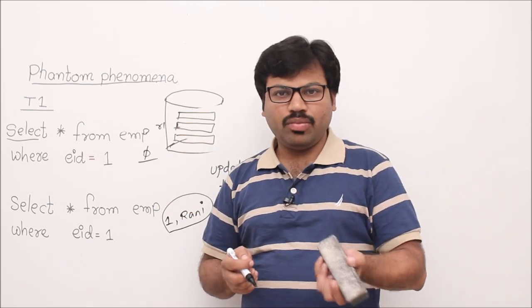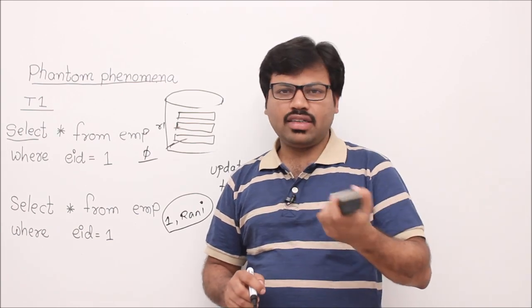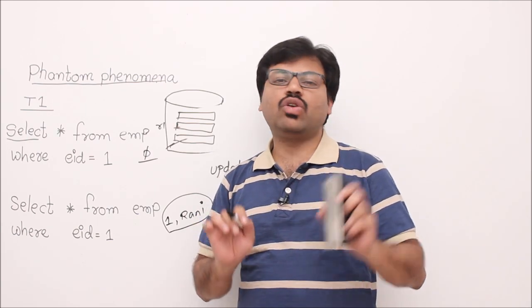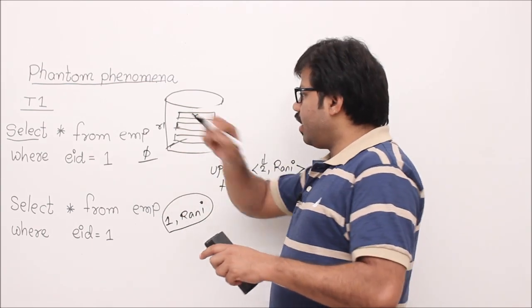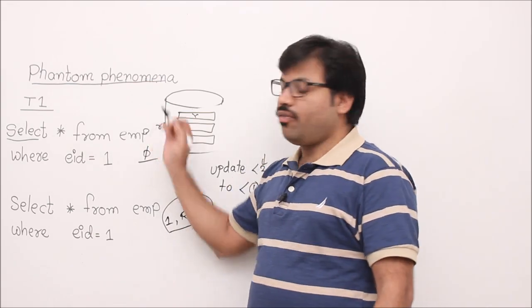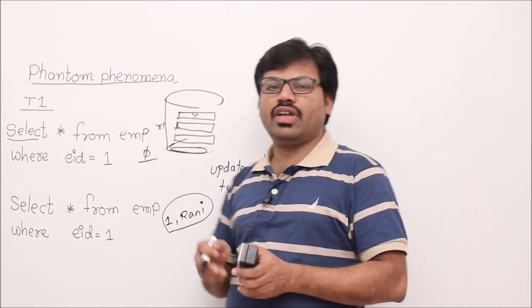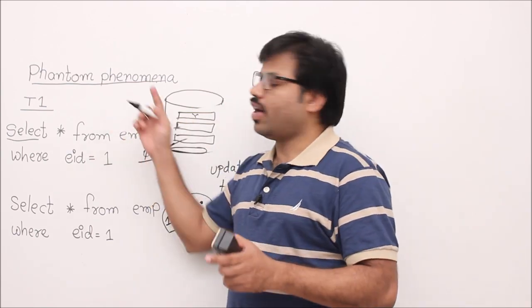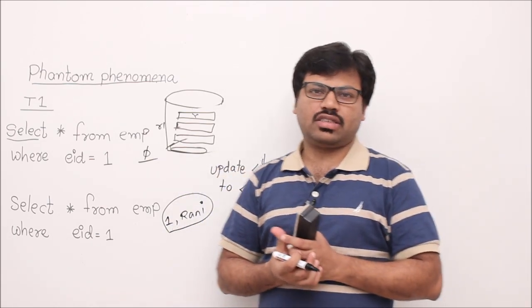Unrepeatable read problem is about not adding the data. So you may add the data, you may not, but definitely without adding also you get it. So if existing data is updated, then I can say unrepeatable read problem might occur. Phantom phenomena occurs when you add a new tuple. That is the small difference between unrepeatable read and phantom phenomena. Understand? So these are all the various problems in transactions.